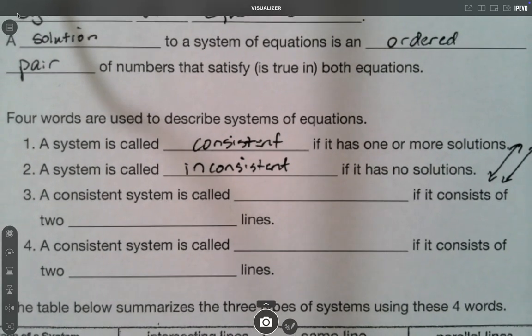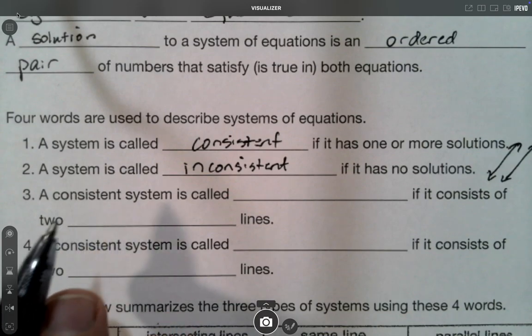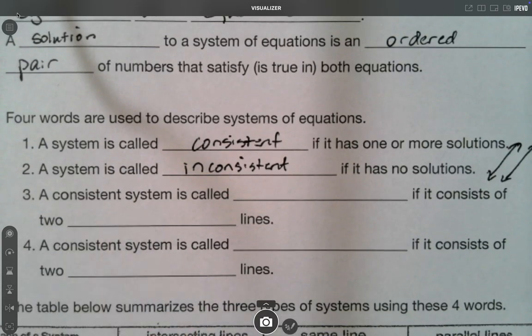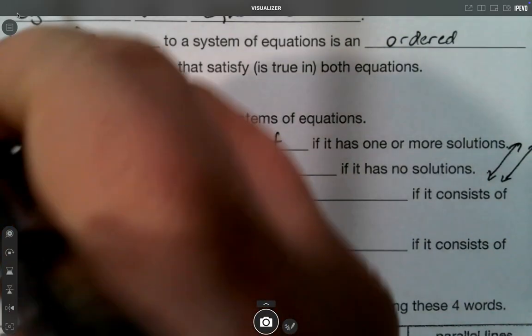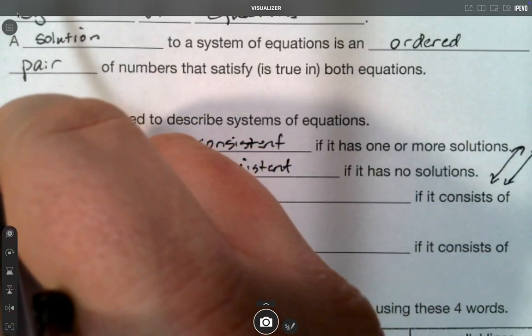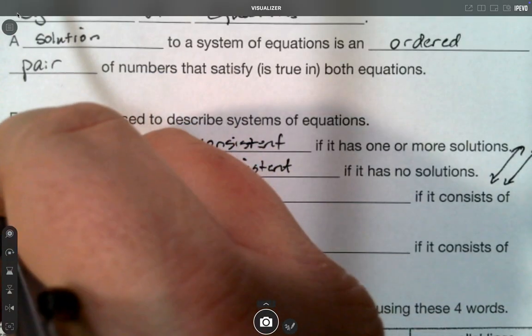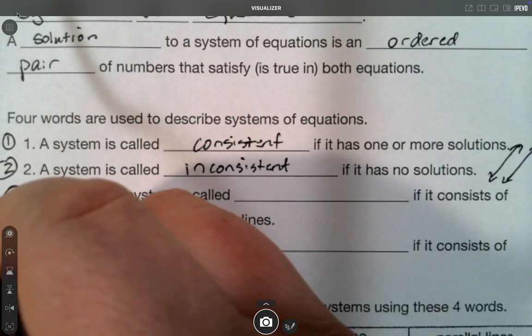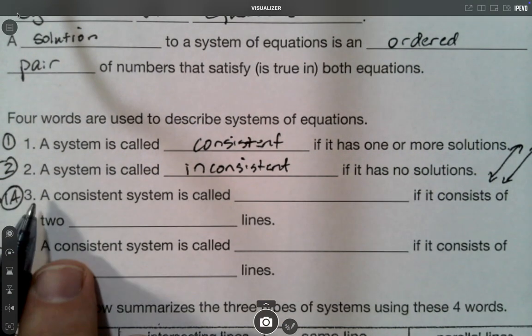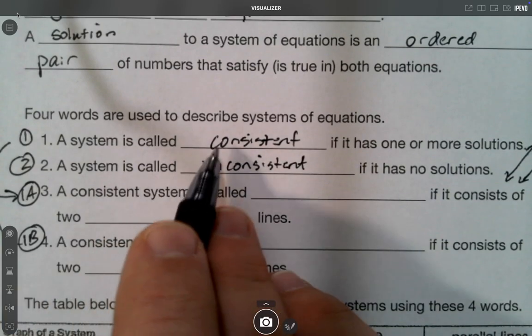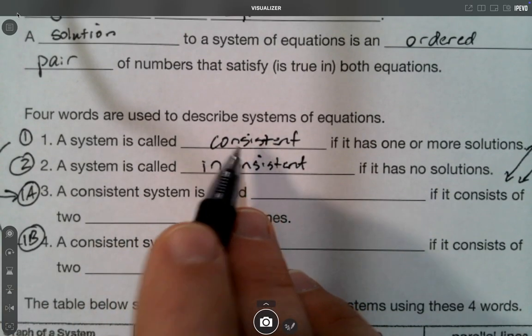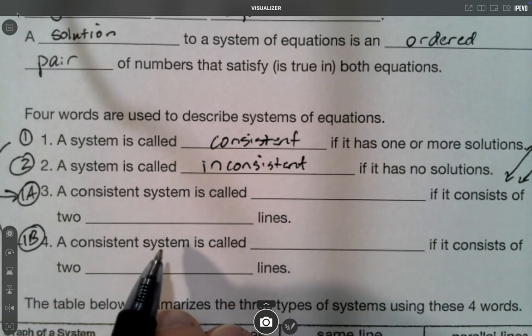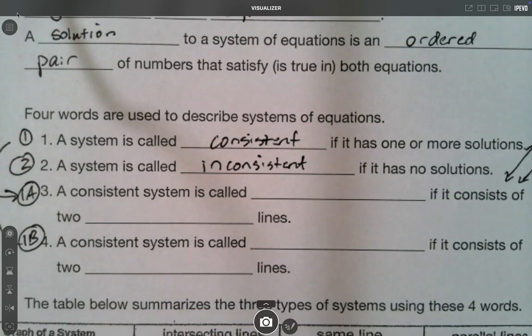Now, notice these next two terms we're going to learn only apply when we're talking about consistent systems. So really, this is type 1, this is type 2, and you could call this type 1A and this type 1B. So 3 and 4 only apply when we're talking about consistent systems. In other words, these only apply when we have lines that actually do cross each other.